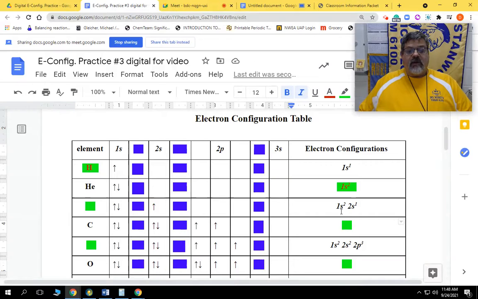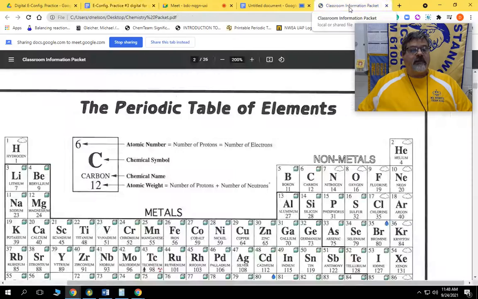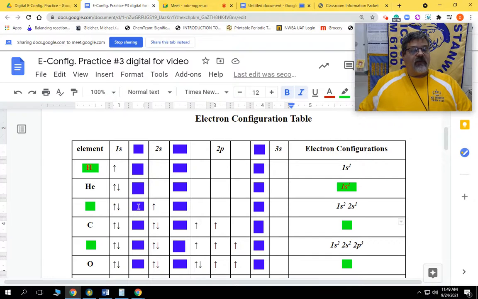So we go to the next one. We have 1s2, 2s1. Go to our periodic table. 1s2, and then we said 2s1. That would be 3. So we'll go back to that. Do we have 3 arrows? Yes, we have 3. So that would be lithium, Li.